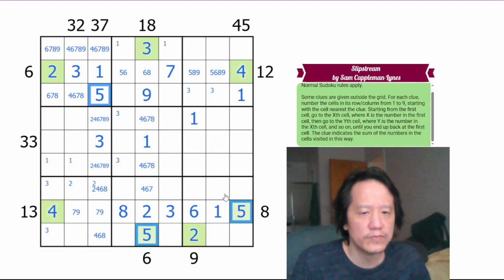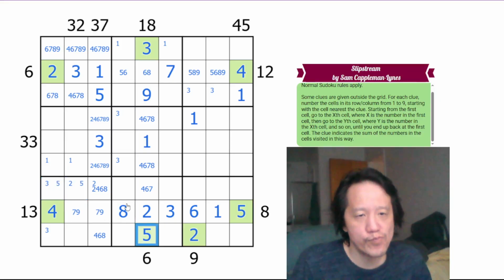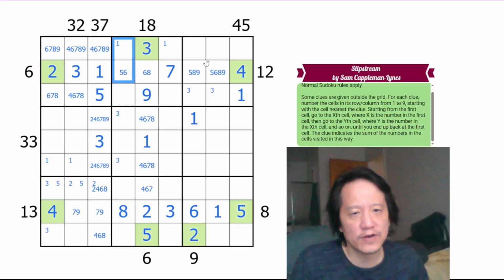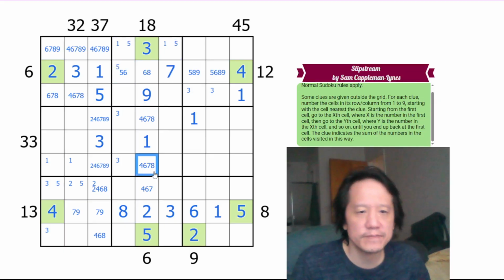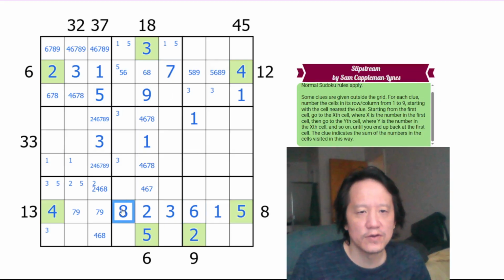4. 5 has to be one of these 2 digits here. Hmm. 5 cannot be here. 5 is one of these 3. 7, 8, and 9. Okay.